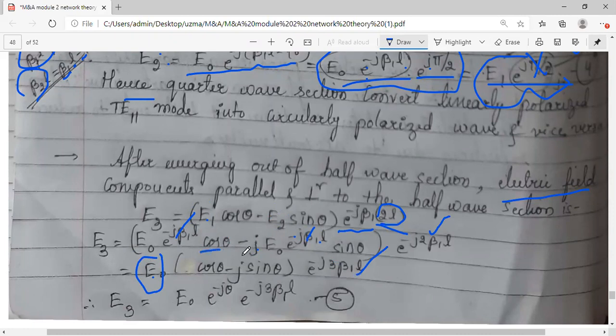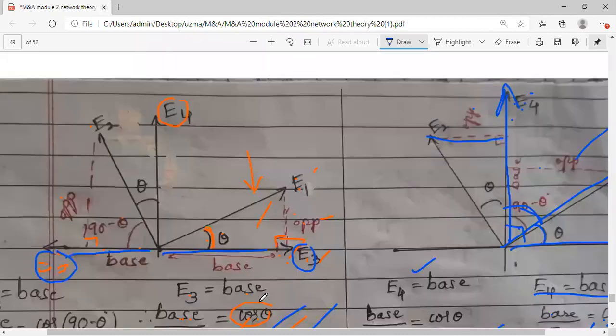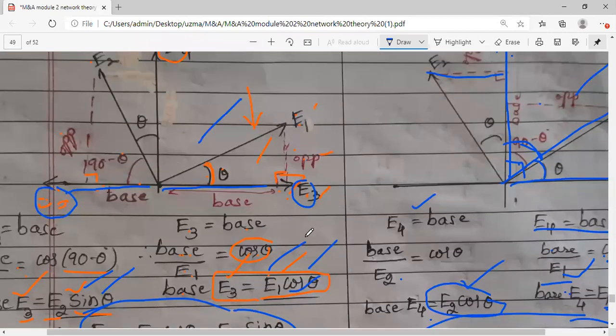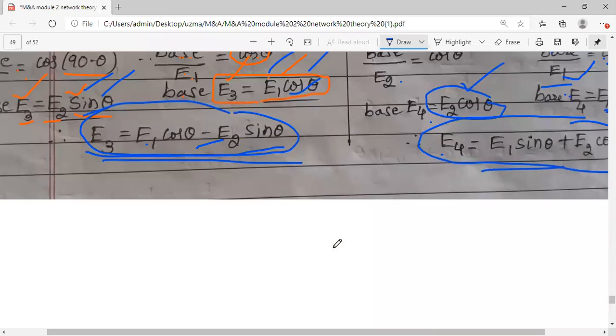Inside you will be left with cos theta minus j sin theta. So what is cos theta minus j sin theta? E raised to minus j theta. That is your polar form. You write it like this: cos plus j sin is e raised to j theta, cos minus j sin is e raised to minus j theta. This is how you get E3. I have done the simplification for E3. Hope you understood these two figures, how I got the magnitudes.